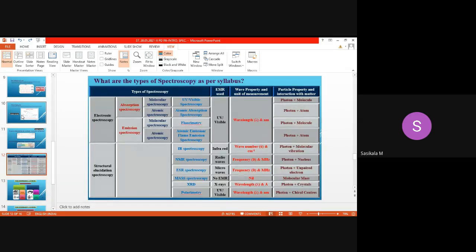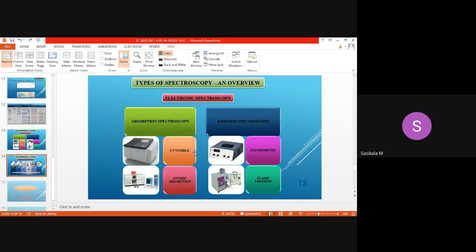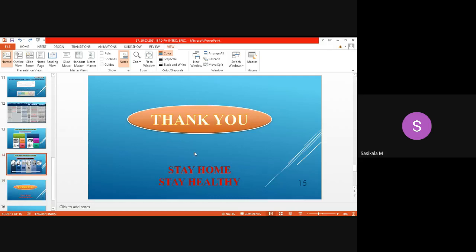Now let's see what the types of spectroscopy are as per the syllabus we are going to learn. We can divide spectroscopy into electronic and structural elucidation spectroscopy. Let us discuss this part in the next class. This part will be discussed in the next class.